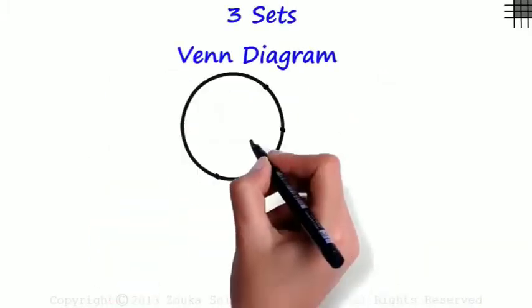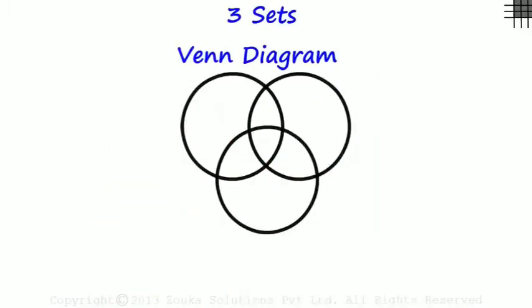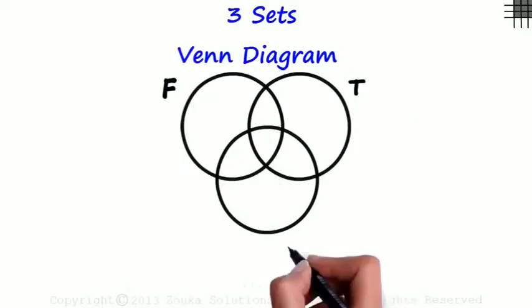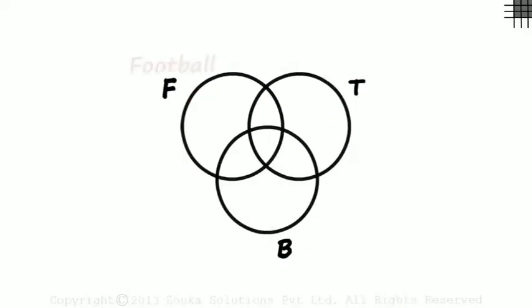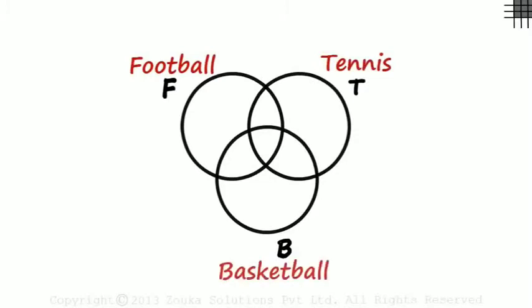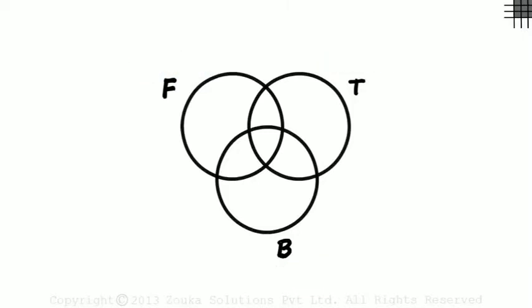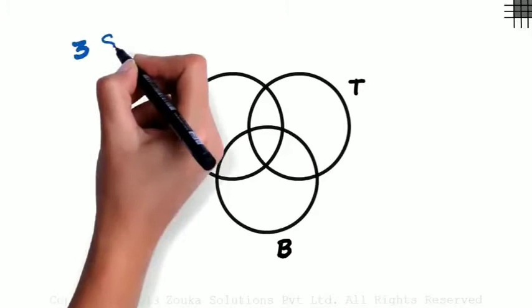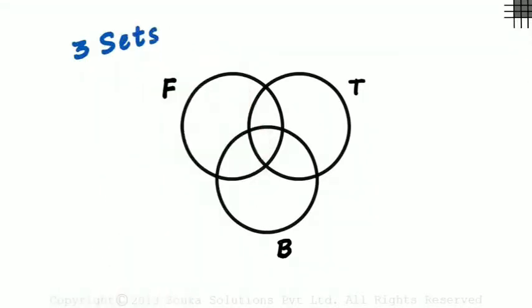This is a three-set Venn diagram. The three sets are F, T and B, of students playing football, tennis and basketball respectively. We don't need to write elements inside the sets. All we have to do is understand the different regions. The concept of a three-set Venn diagram remains the same as that of a two-set one. To understand this well, all you need to do is visualize the different regions.